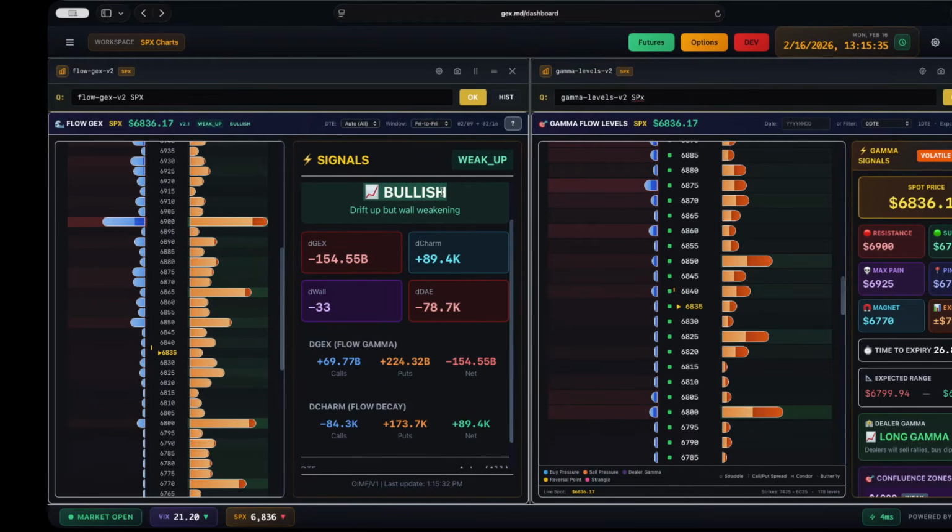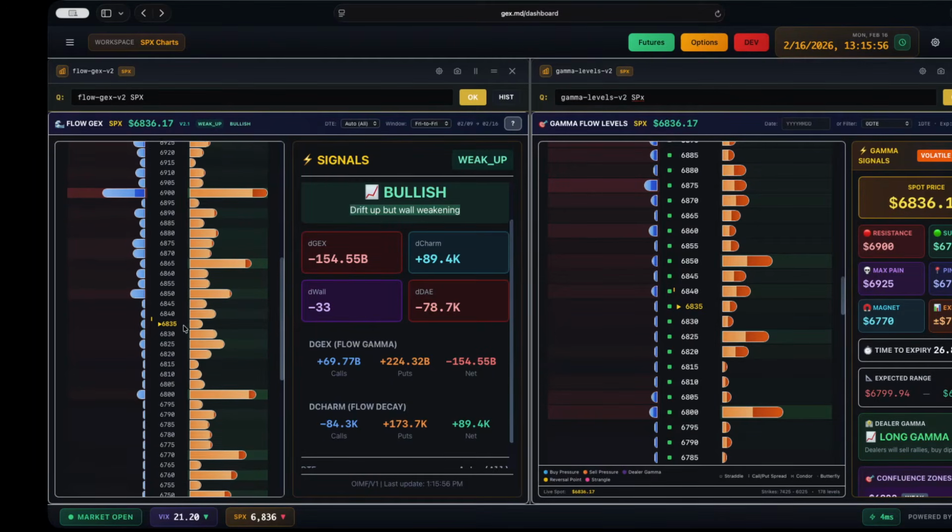Now, this signal you see is not directional. These are buy strikes. So you can go here and see a bearish, or you can go here and see a bullish. It's not because the market is going up or down. This is the buy strike. So that's the flow Gex. That's the basic one.